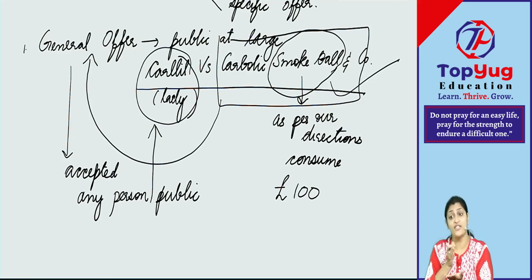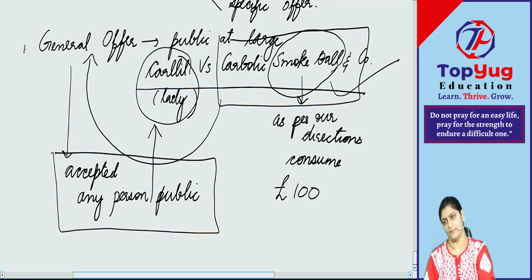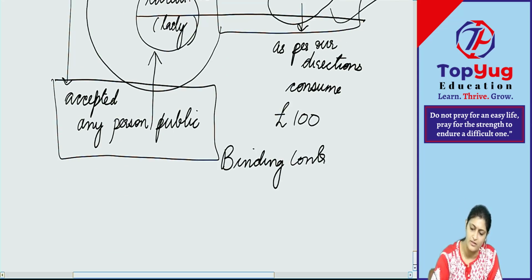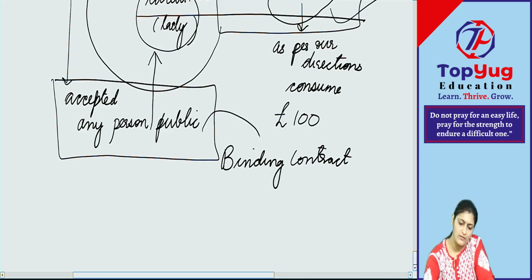So this type of contract offers are what type of offers? General offers which are made to public at large, which can be accepted by any person from the public. Any person can accept it, it will become a binding contract. Any person accepts it, it will become what? It will become a binding contract. Got this point clear? Understood what is this general offer?